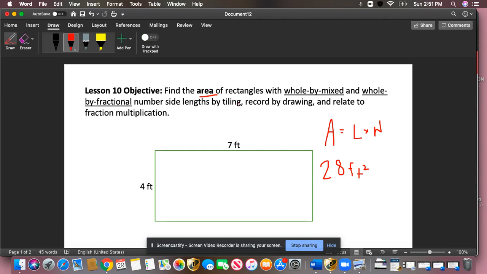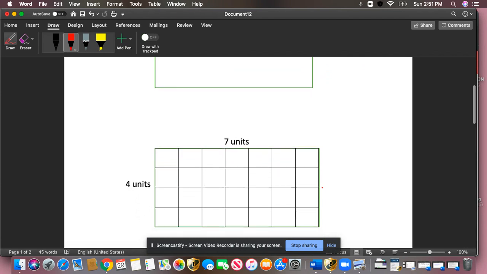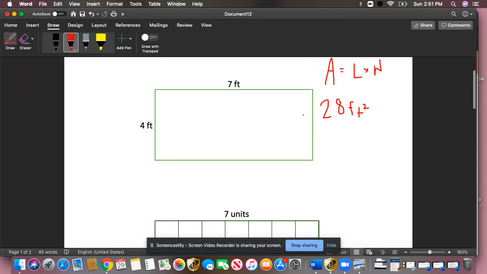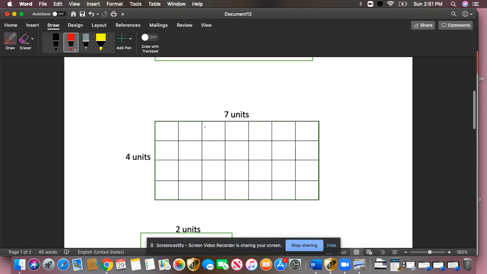Now, I want to show you what tiling means. So I'm going to scroll down a little bit. This is the exact same rectangle, but I have tiled it now. So each of these equals, oh, sorry guys, I should have changed that. That should say units, not feet. Each of these is one square unit. It should be a perfect square.